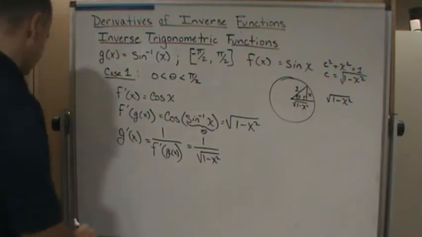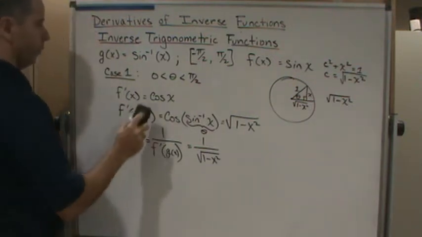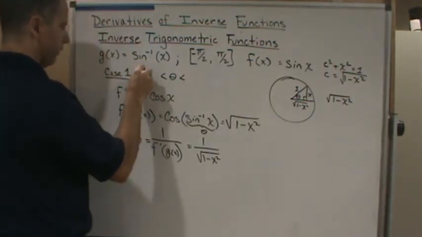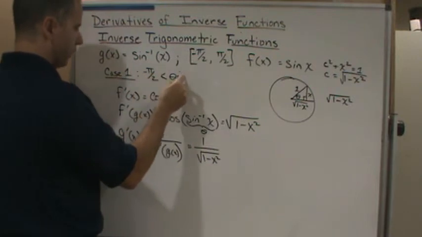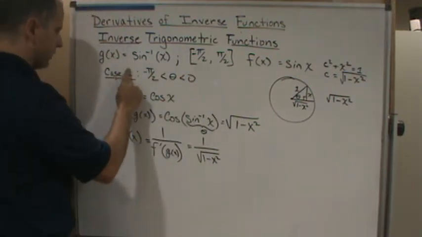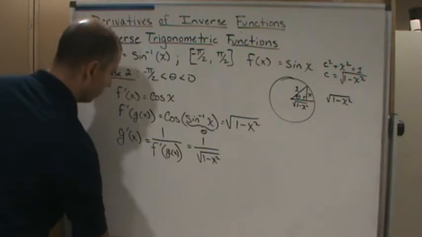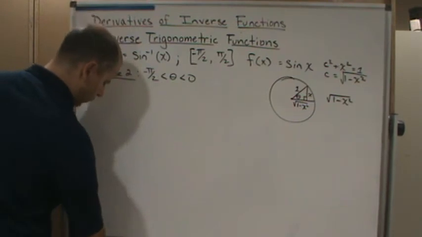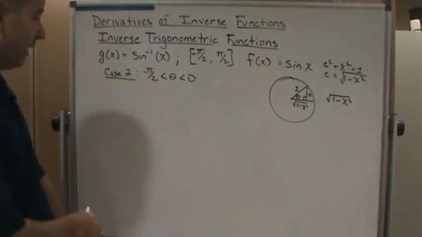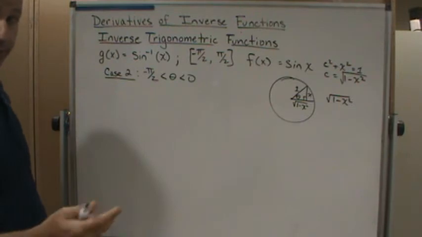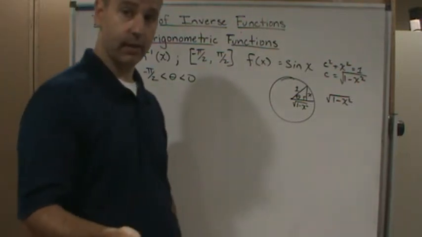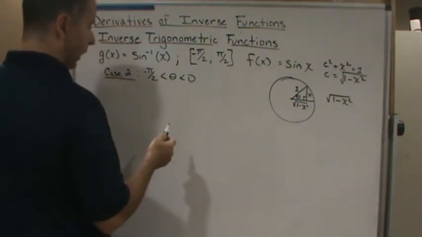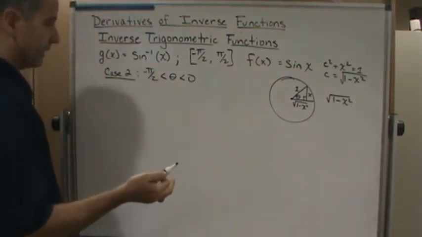Now, what about the case where theta is between negative pi over 2 and 0? Let's call this case 2. You could do this one of a couple of ways. One, you could recognize that cosine is an even function. It's symmetric with respect to the y-axis.